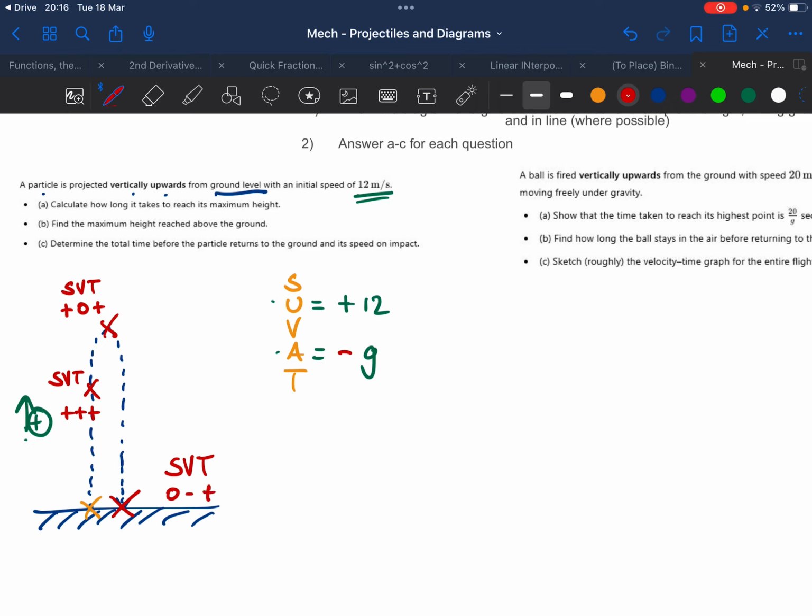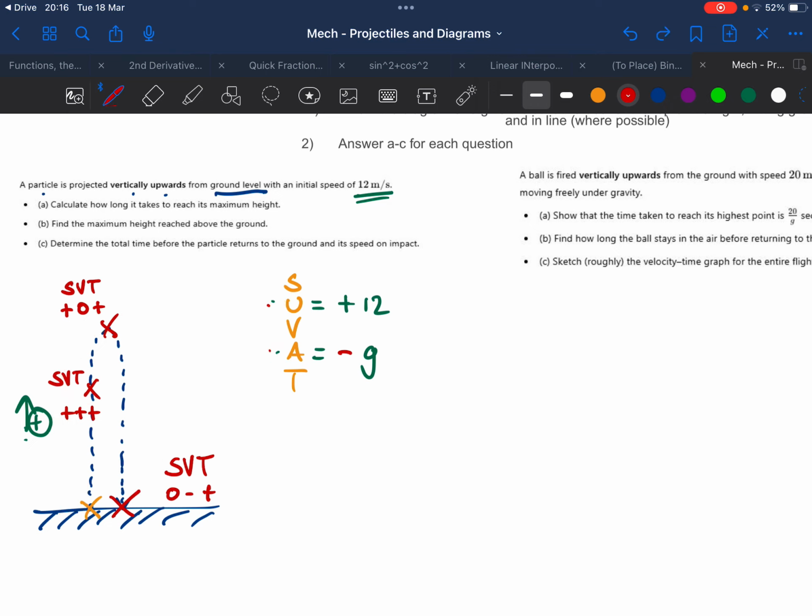So the idea we're looking at here is that some things tend to stay fixed, which is U and A. The reason for that is it's constant acceleration, and U refers to the start of the journey. Whether it's this journey, or this journey, or this journey, all of those journeys have the same start.